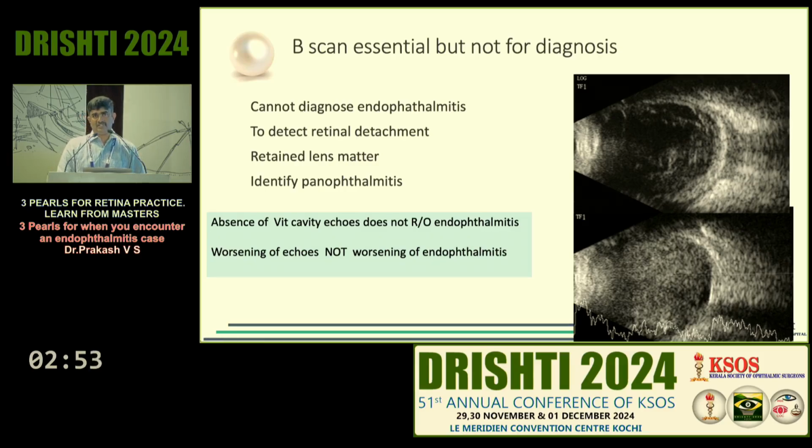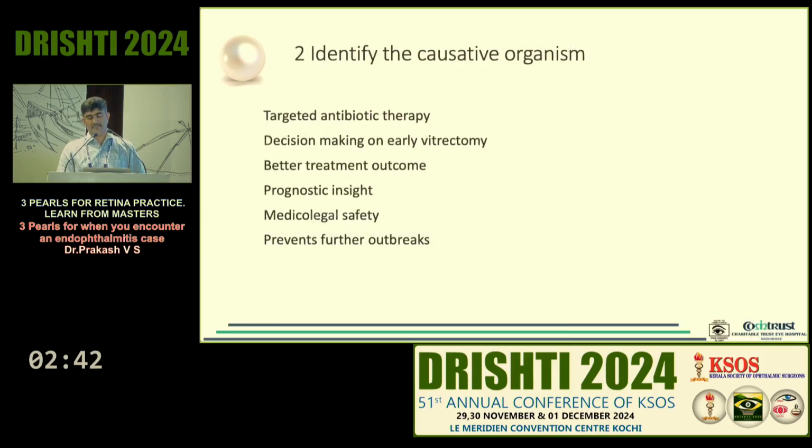But B-scan is essential, mainly because there could be a retinal detachment, which is a drastic complication of endophthalmitis, which you will have to diagnose. There could be masquerades like retained lens matter, which also can be picked up only on B-scan.